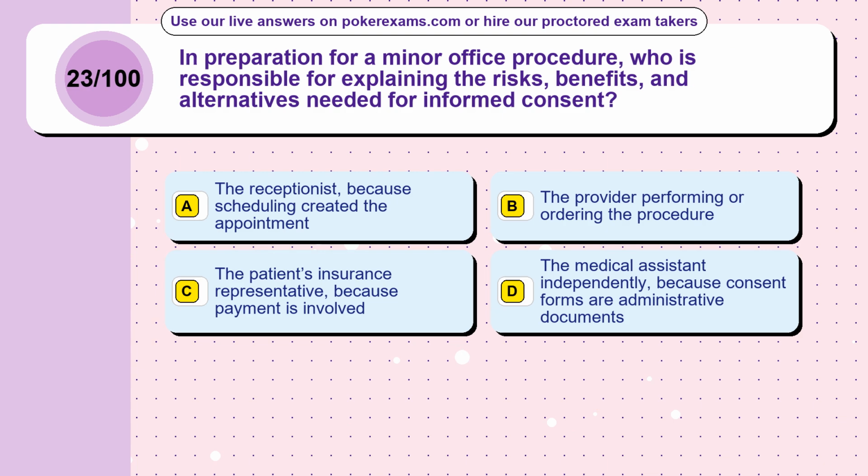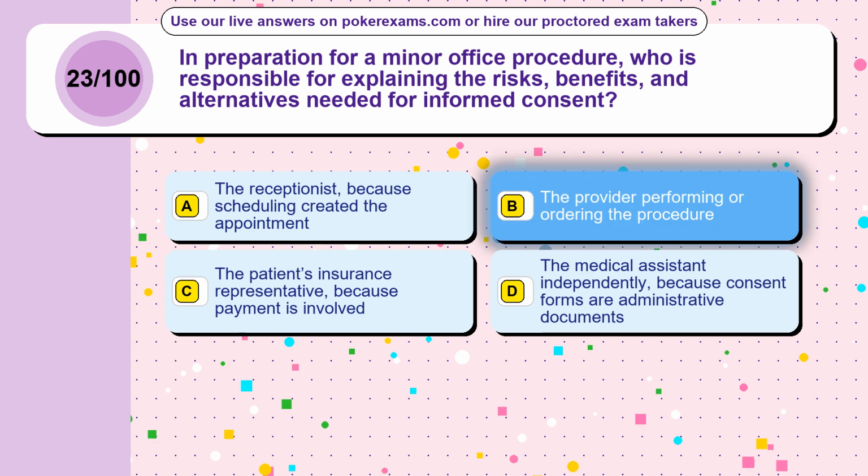Question 23. In preparation for a minor office procedure, who is responsible for explaining the risks, benefits, and alternatives needed for informed consent? Option A. The receptionist, because scheduling created the appointment. Option B. The provider performing or ordering the procedure. Option C. The patient's insurance representative, because payment is involved. Option D. The medical assistant independently, because consent forms are administrative documents.